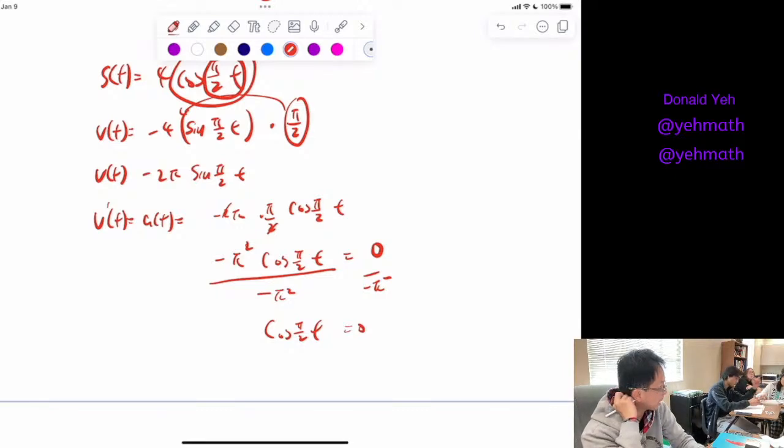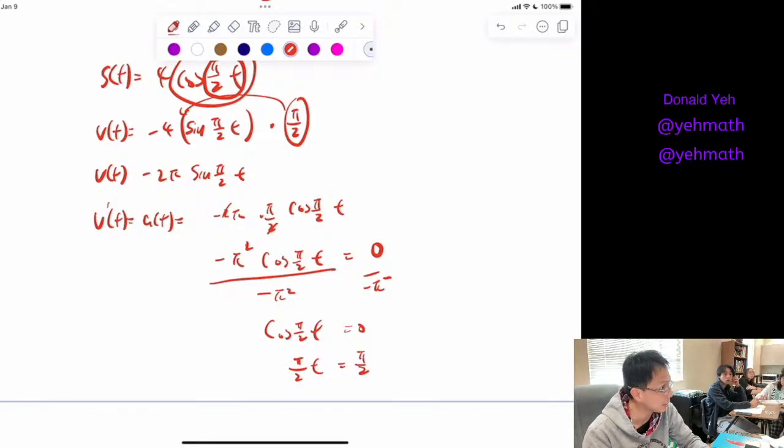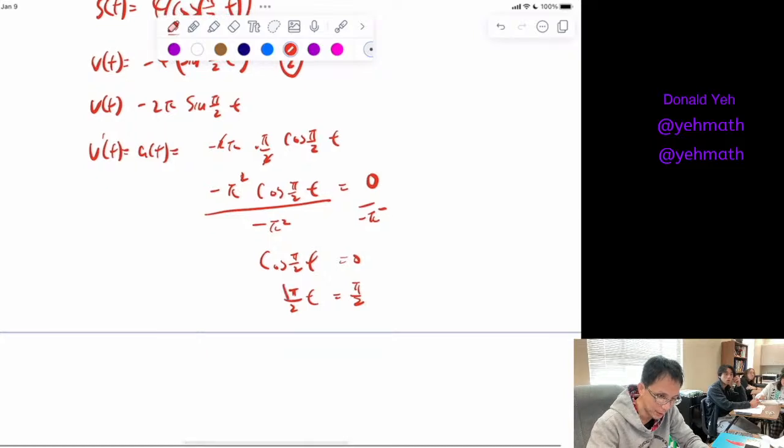Now, when does cosine equal 0? It equals 0 at pi over 2 and 3 pi over 2. But they say first equal to 0, so pi over 2 t equals pi over 2, because that's when cosine equals 0. Does that make sense? T is equal to 1, but that's not the question.